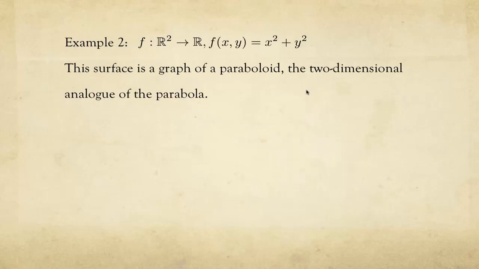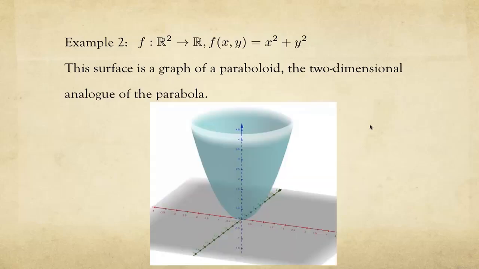Here's another example. f of x, y is x squared plus y squared. This is the analog of a parabola in 3-space, and so it looks like this. So once again, the xy plane is the input, and then for every x, y input, the output is the z coordinate, which is the height of the function.